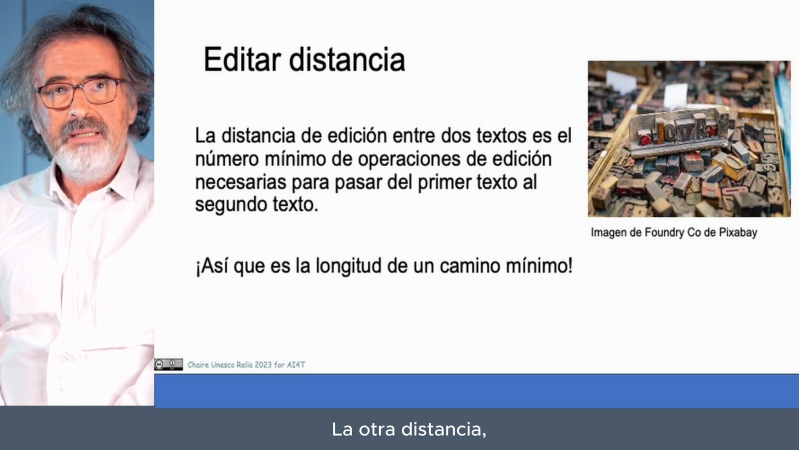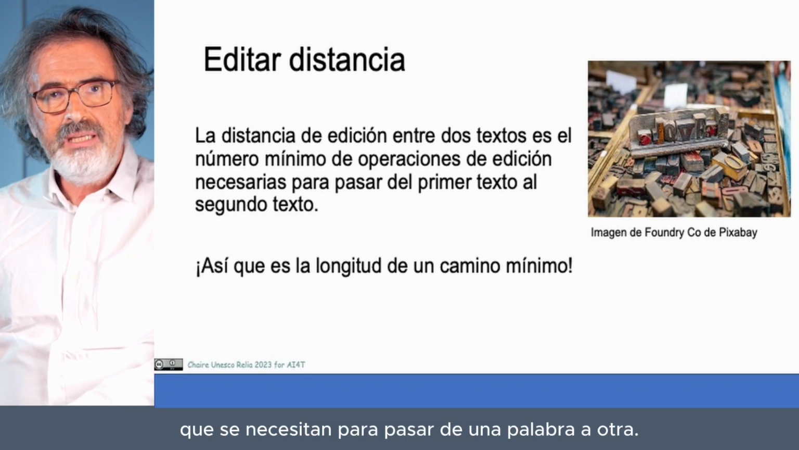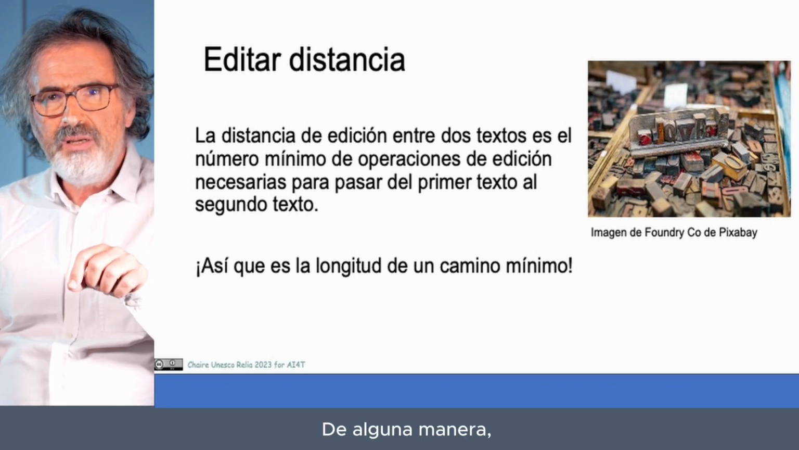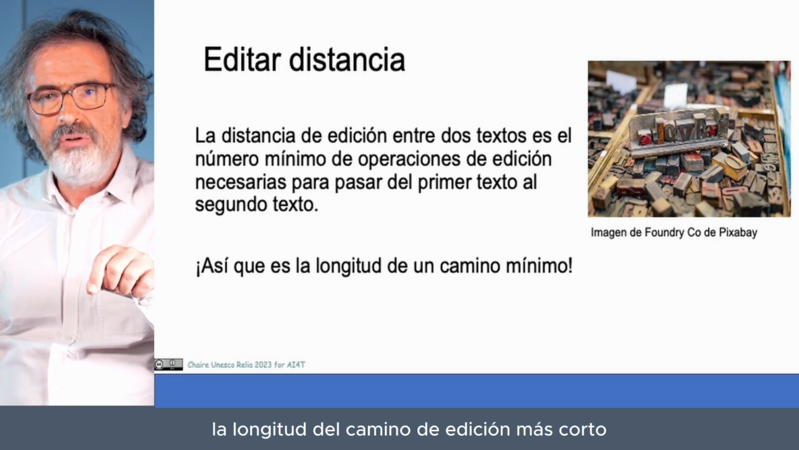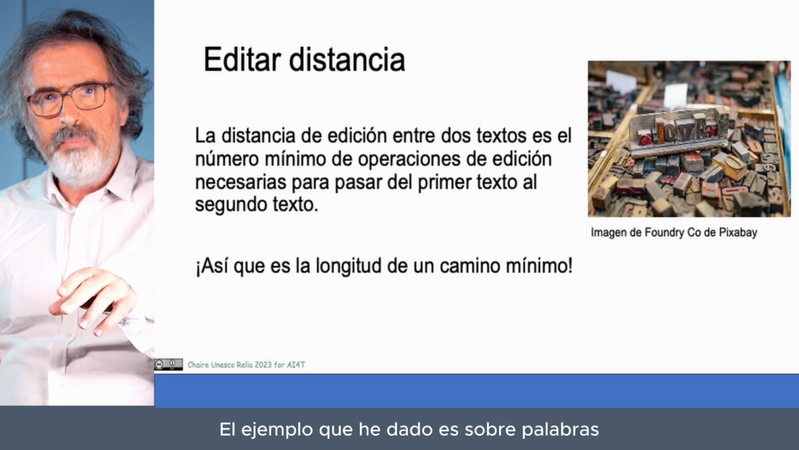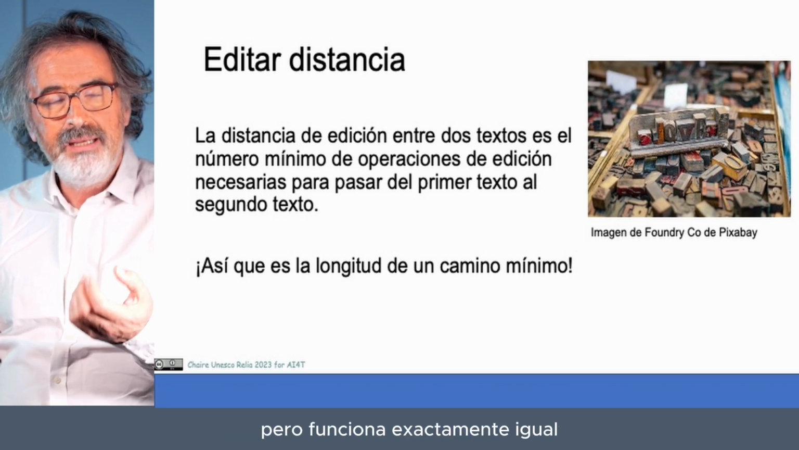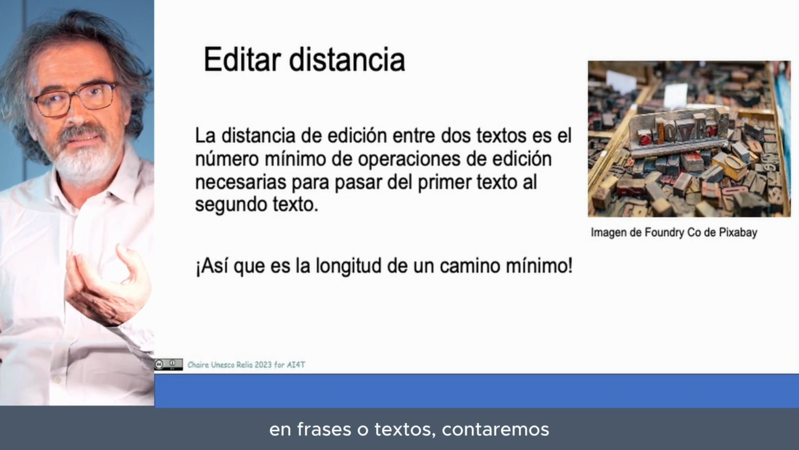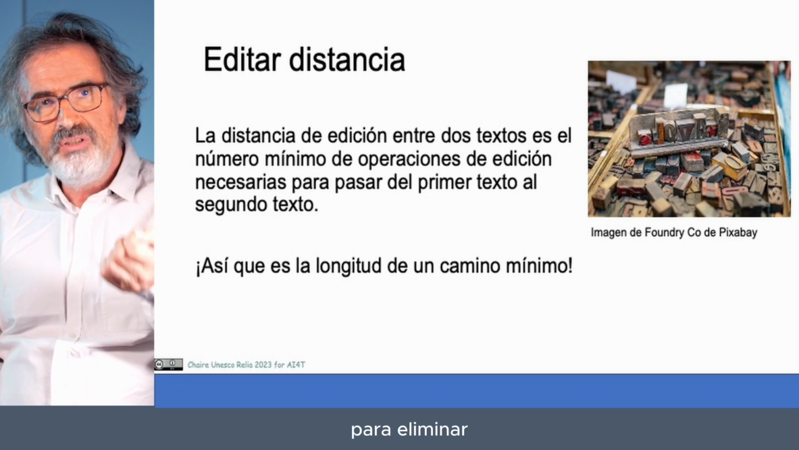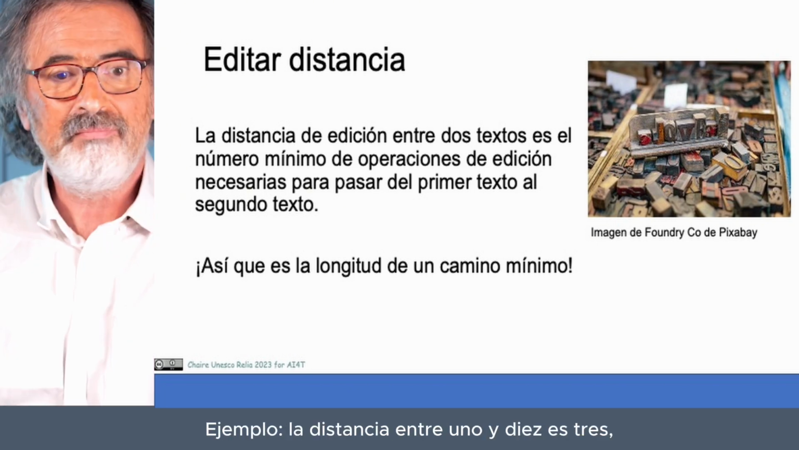The edit distance is the smallest number of edit operations that are needed to go from one word to another. So it is in a way the length of the smallest edit path to get from one word to another. The example I have given here is on words, but it works exactly the same way on phrases or on texts. We will be counting how many words we have had to insert, to delete, or to substitute to get from one text to another text.